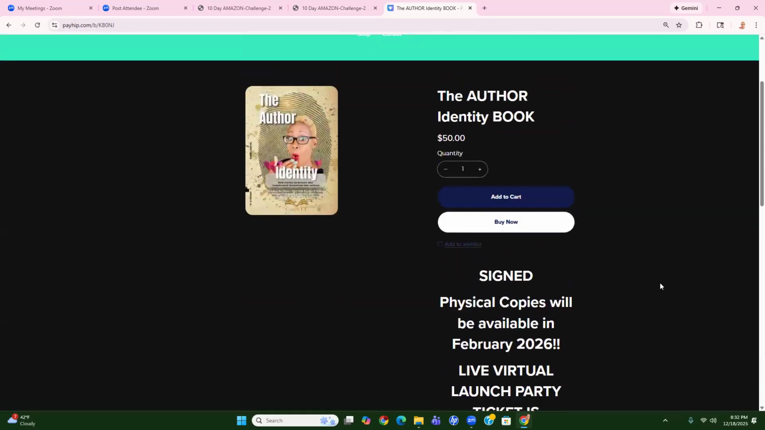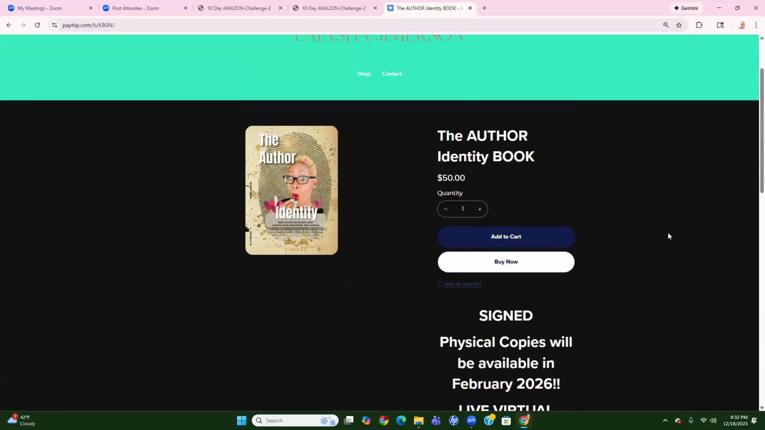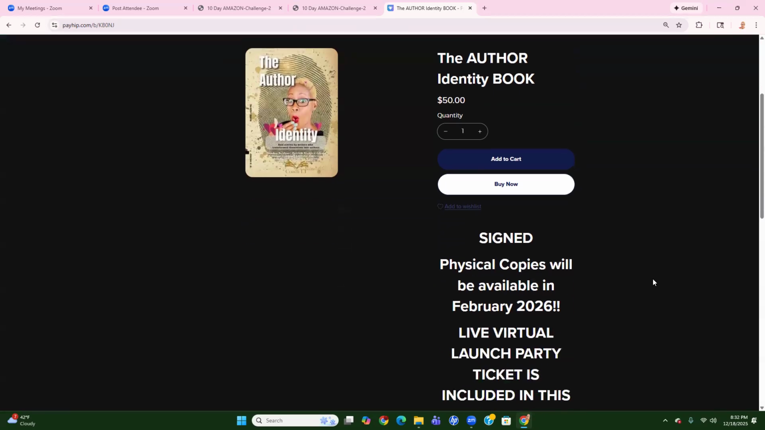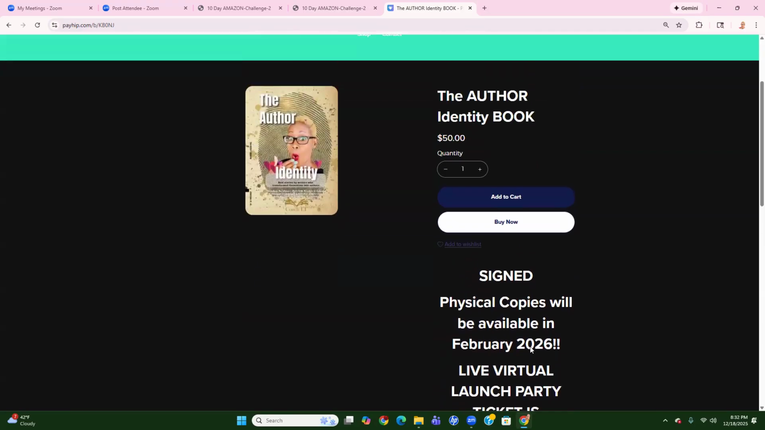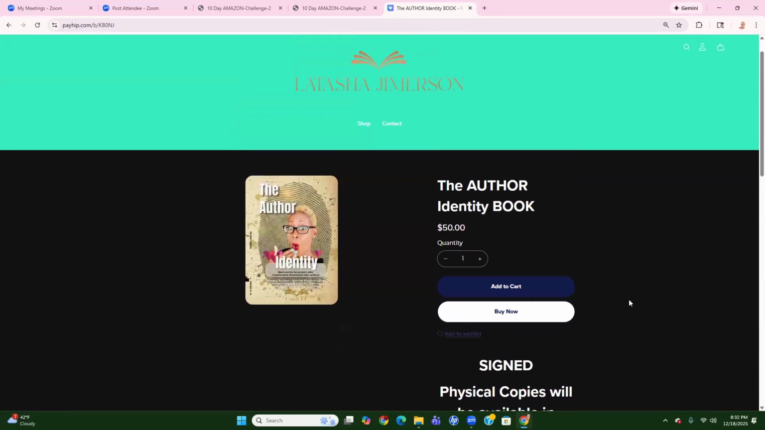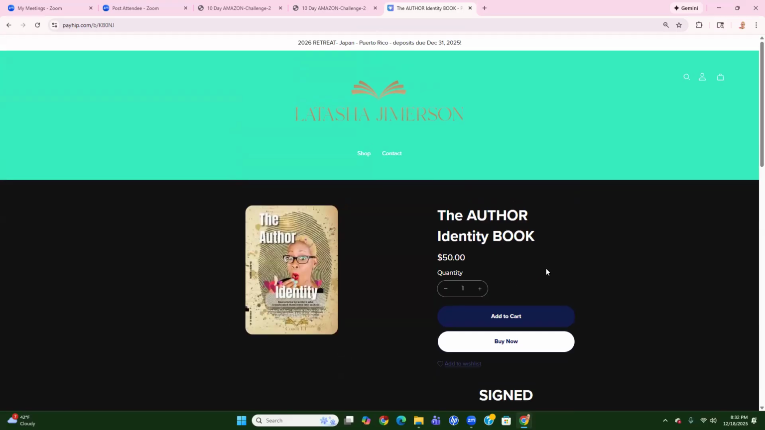Okay. So this is what I call a book bundle. So the cost of the book is $50, and that comes with a ticket to the virtual launch party. Plus, you get signed copies of the book, okay, for that price point.